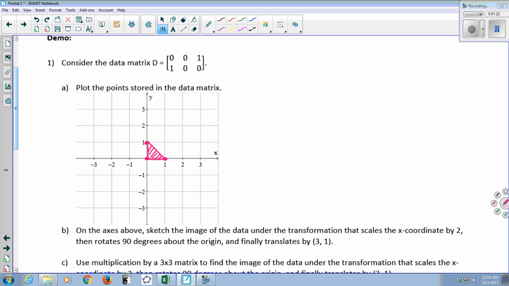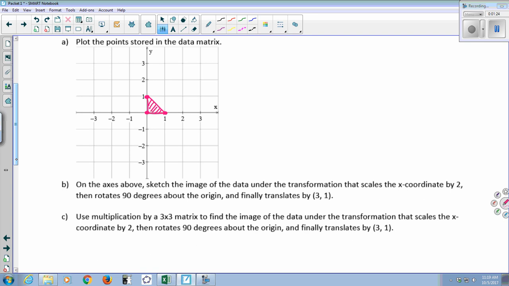All right, so without using linear algebra, I'm just going to sketch the image under the transformation that scales the x-coordinate by 2, then rotates 90 degrees about the origin, and finally translates by 3, 1, which means right 3, up 1. So I'm going to just sketch each of those things separately and then see where it finally lands. All right, so the first thing I'm going to do is scale the x-coordinates by 2.